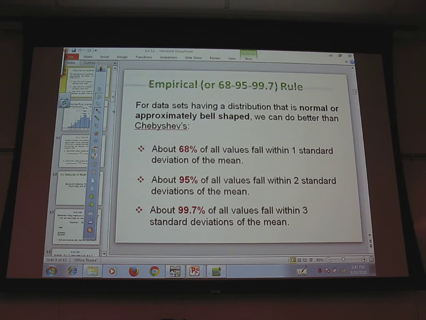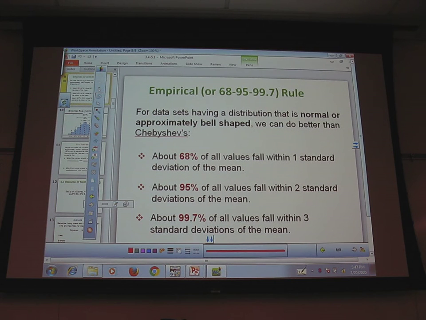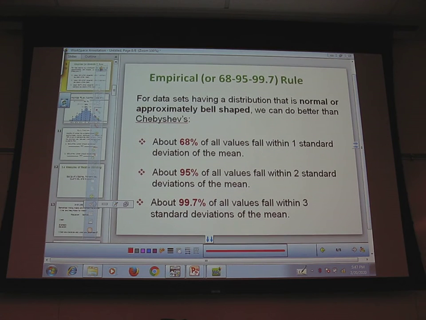The empirical rule. Megan, go ahead. For data sets having a distribution that is normal or approximately bell-shaped, about 68% of all values fall within 1 standard deviation of the mean. About 95% of all values fall within 2 standard deviations of the mean. About 99.7% of all values fall within 3 standard deviations of the mean.